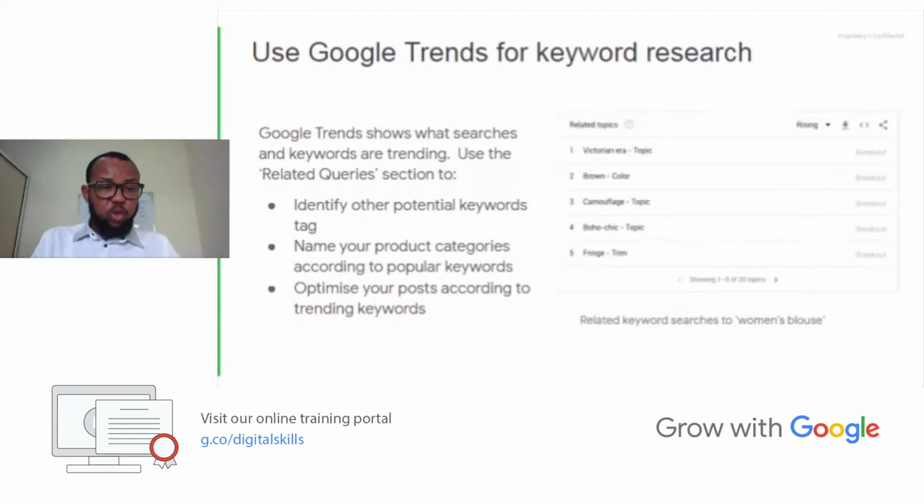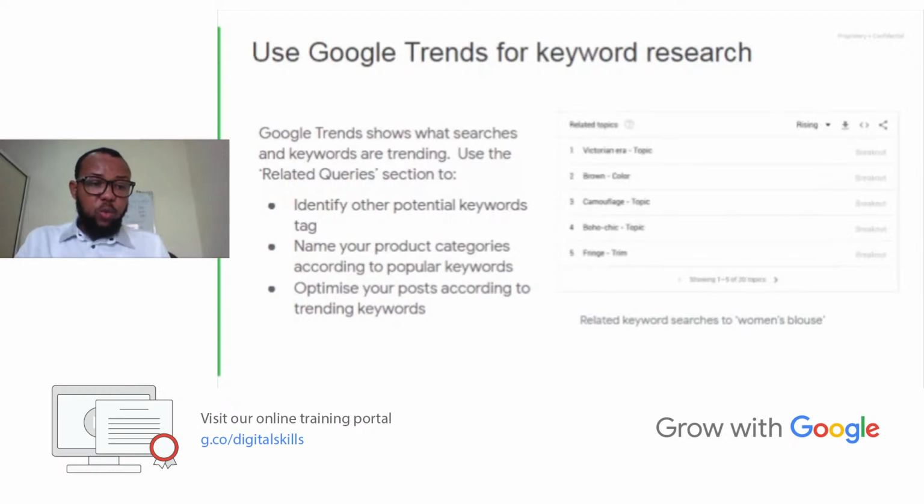Now use Google Trends for keyword research. Keyword research is another thing you need to do to help you build good content and create good keyword searches. It will also help you to create good content for your product and stay relevant online.